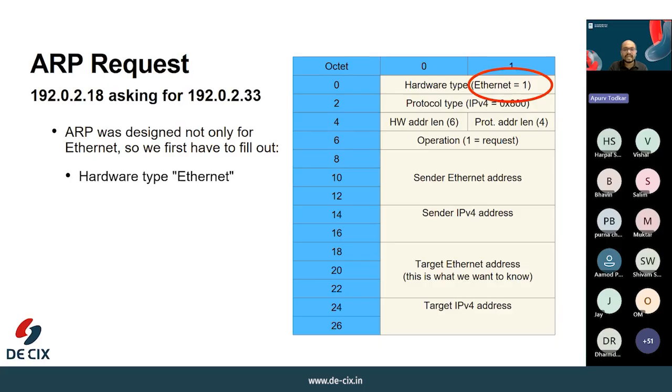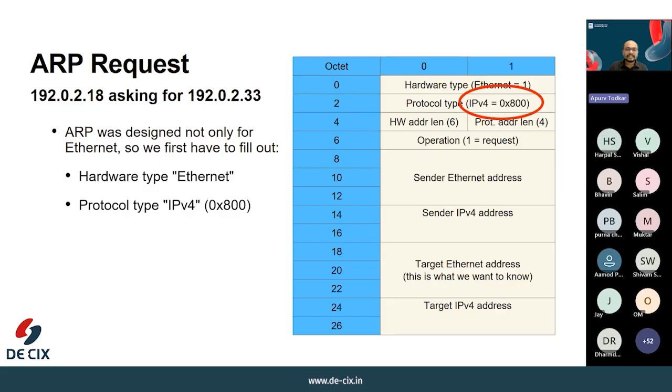So as mentioned earlier, ARP is not designed only for Ethernet. It is not only limited to IPv4 either. Okay. So it was designed to be generic. However, in practice, we mostly see that ARP is used with Ethernet and IP version 4, which is what we are looking at here commonly.